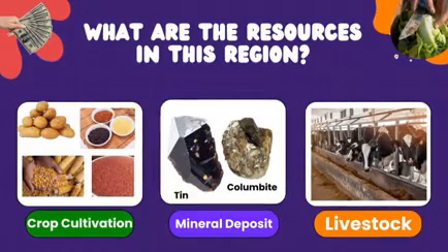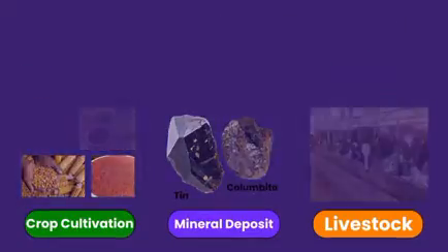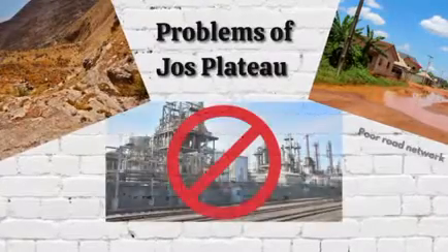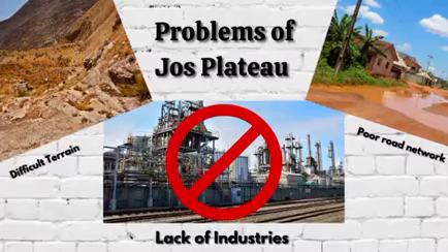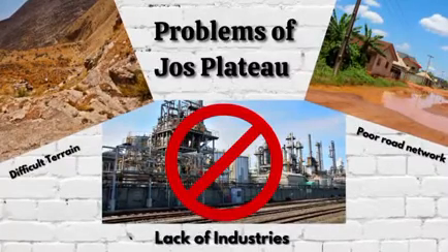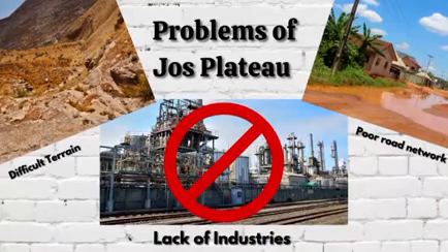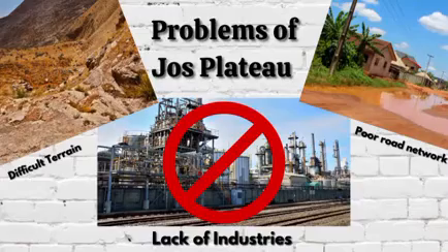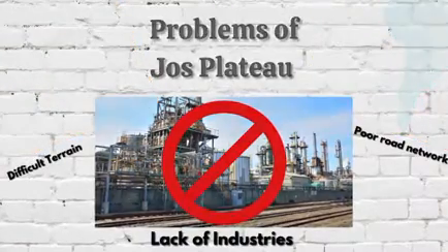We have corn, Irish potato, and Guinea corn as well. The population density here is 60 to 100 persons per square kilometer. The problems they have here are difficult terrains, which lead to poor road network or inaccessibility to some regions, and a lack of industries to convert their mineral resources into a major boom in their economy.